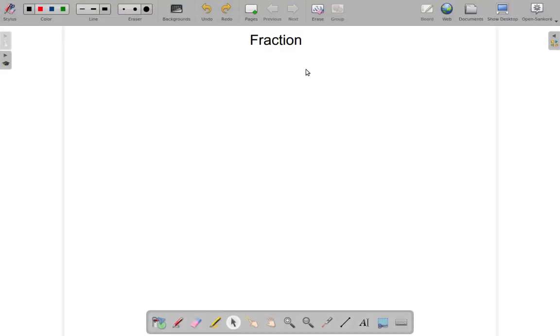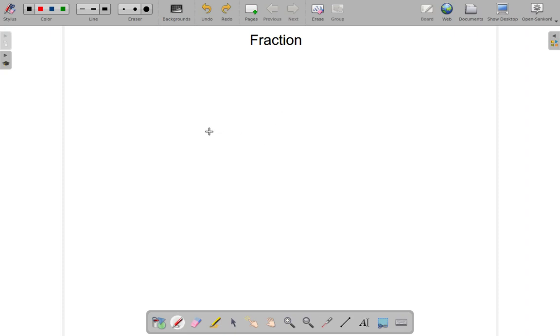Let's look at what is known as the fraction. Now, sometimes the fraction is referred to as part of a whole, a part of an entire object, idea, population, whatever it is. All right.